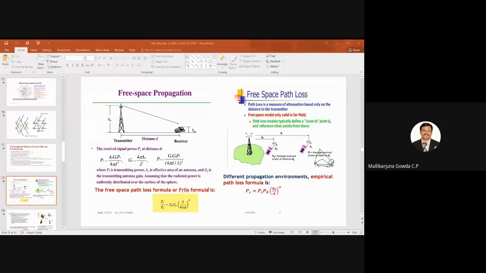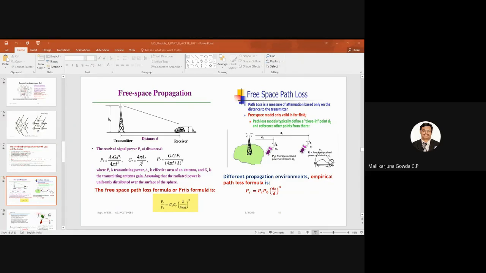So the free space path loss formula or Friis formula is this: PR by PT, this one only I am rewriting. The received power to the transmitted power is equal to gain of the transmitting antenna, gain of the receiving antenna, into lambda by 4 pi d whole square. So PR by PT is equal to GT into GR into (lambda by 4 pi d) whole square. Here D is the distance between the transmitter and the receiver, and lambda is the wavelength, which is equal to C by F. Hope you understand. Lambda is equal to C by F, right?